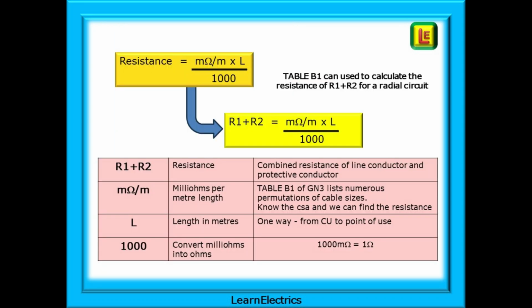This is the formula to use and is really very easy. R1 plus R2 for any simple radial circuit is the same as the resistances shown in the table. The table below the formula shows what each of the symbols mean. Pause the video and understand their meanings.